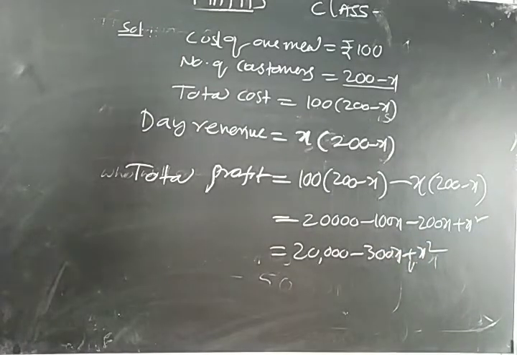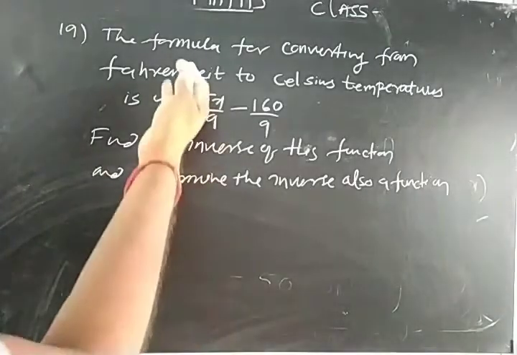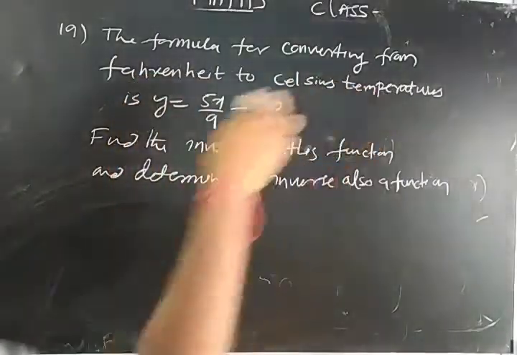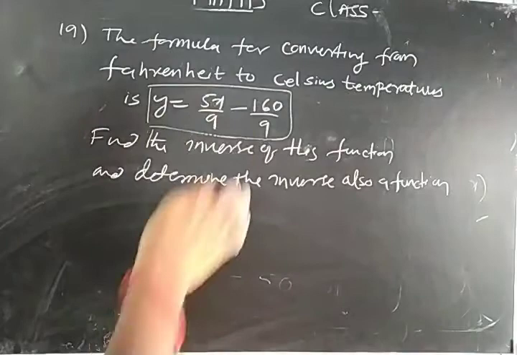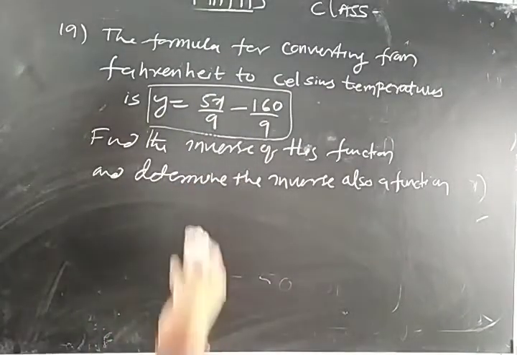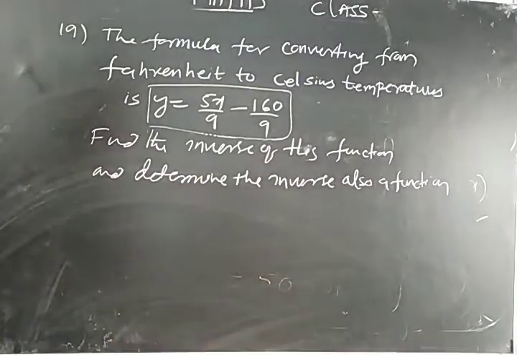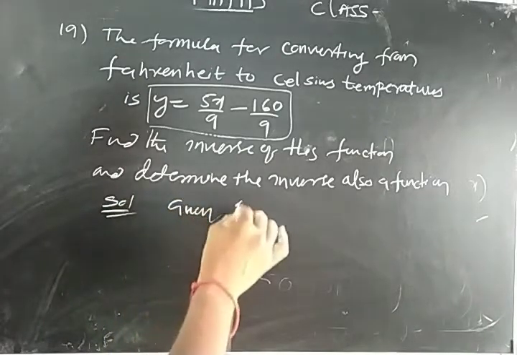Okay, right. Now problem number 19. The formula for converting from Fahrenheit to Celsius temperature is given by this formula. Find the inverse of this function and determine whether the inverse is also a function or not. Okay, right. Solution. Given function f of x is equal to, f of x is nothing but y.